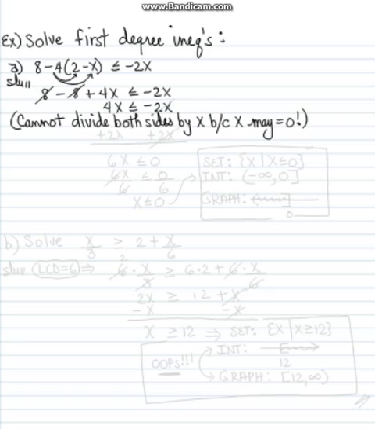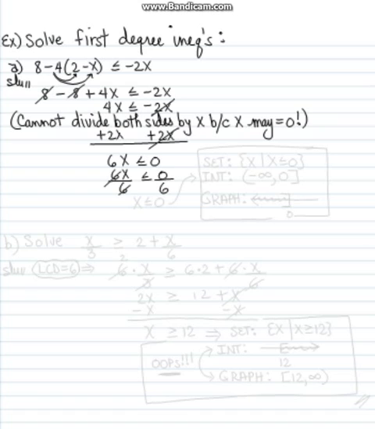Instead of dividing both sides by x, we're going to gather all the x's together on one side by adding 2x to both sides. That's the process for a first degree inequality like this. 6x is less than or equal to 0. So now you eliminate the coefficient 6 by dividing both sides by 6.